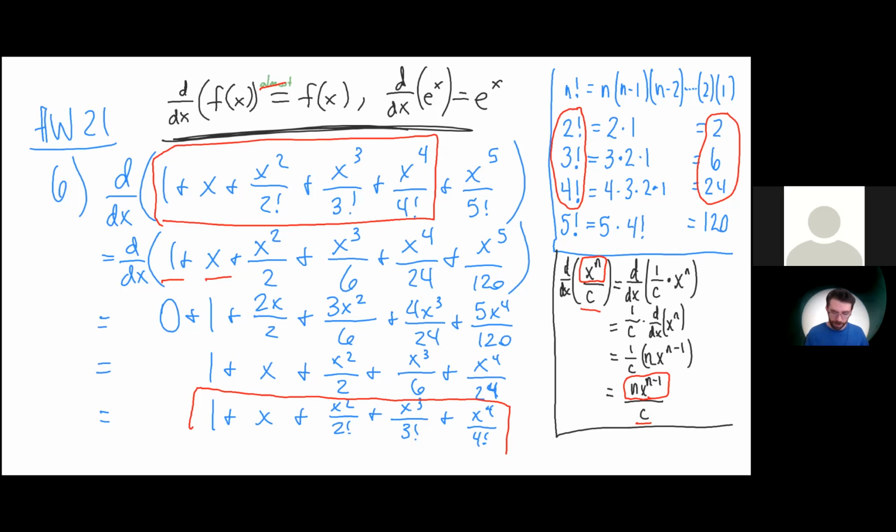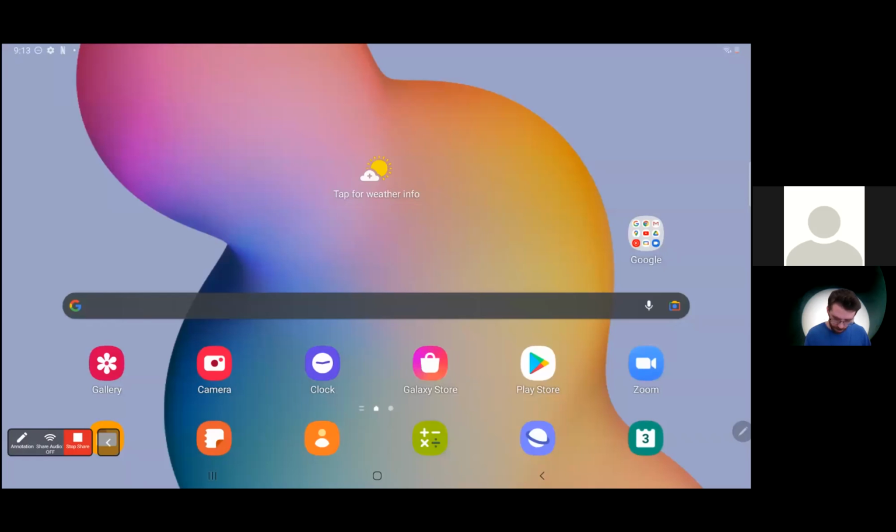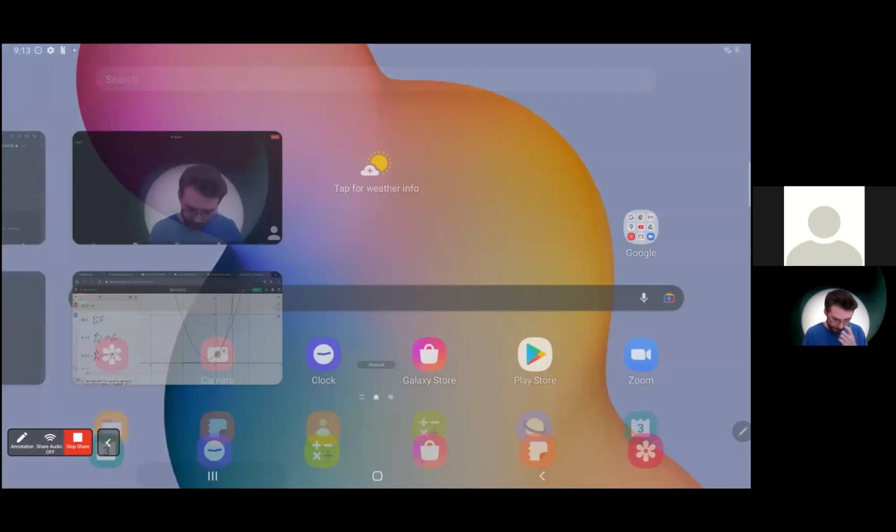So I'm going to erase this screen and I'm going to go to a Desmos plot that I want to show you guys. So pause the video if you need to. I'm going to come over here, share my new screen, bear with me. Okay. Great.